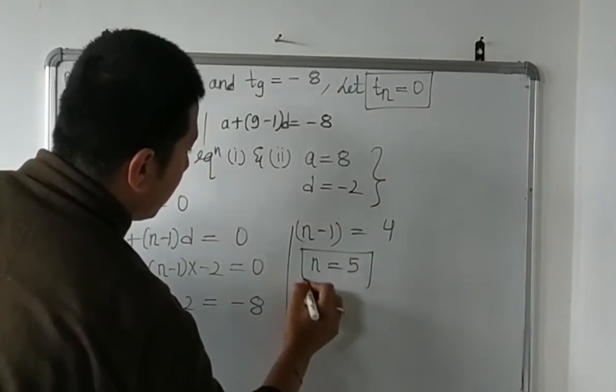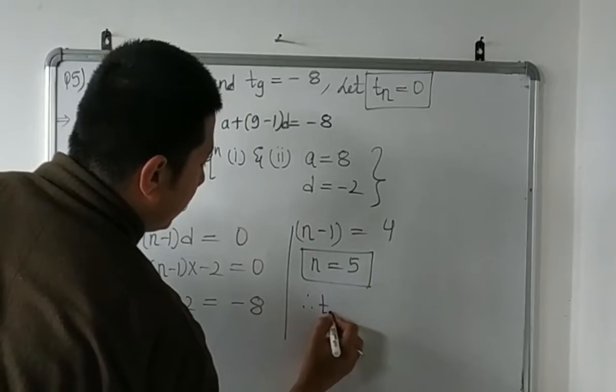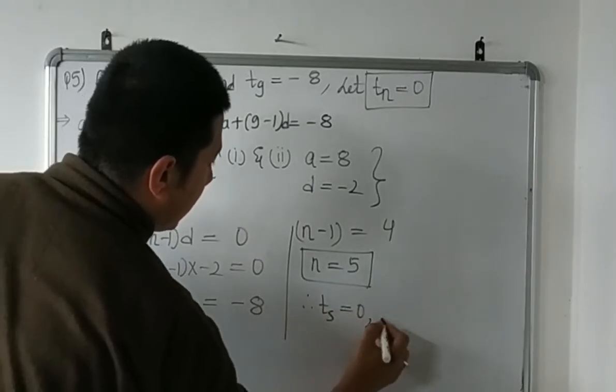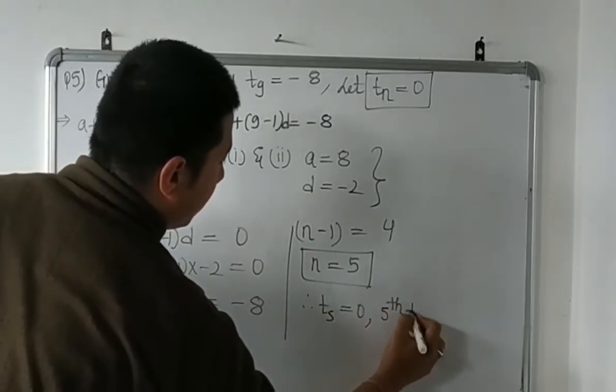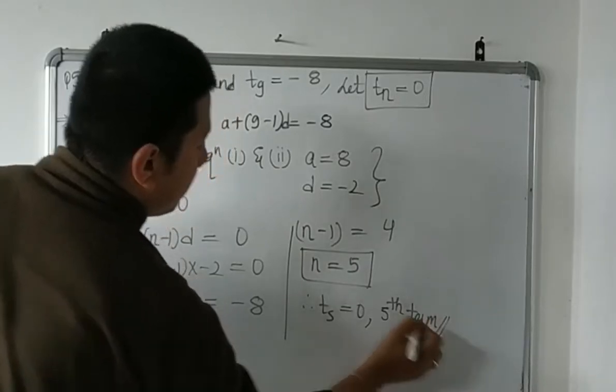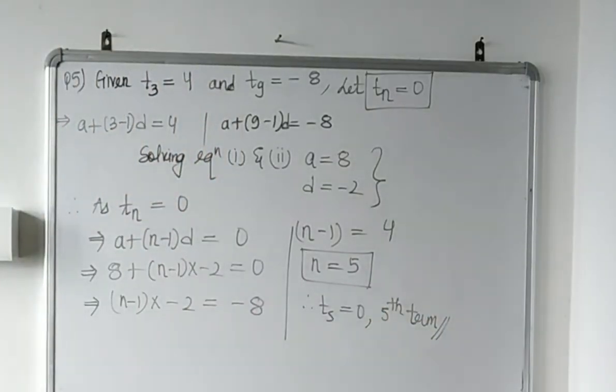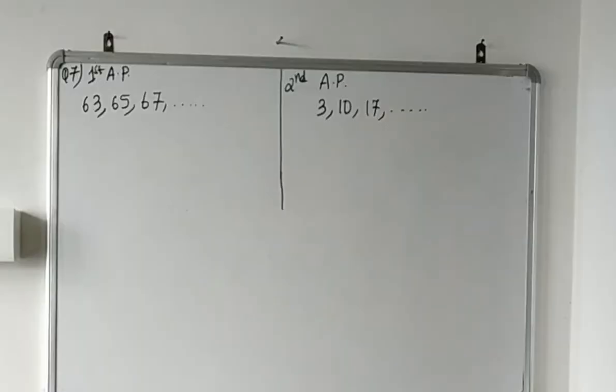So hence, which term? Therefore T5 is equal to 0, so the answer is the fifth term. So the fifth term of the AP will be 0. Pause the video and note it down.